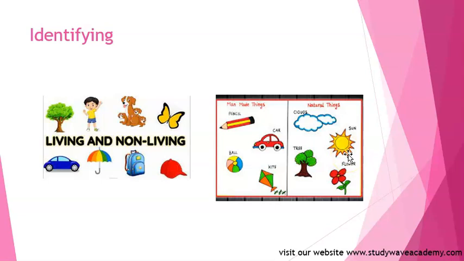So we understood today's lesson. So here, living things, we have this as a living thing: trees, boys, dogs, butterfly, right? Non-living things: cars, umbrella, bag, carp, right? So this is living or non-living. I'm sure you'll be able to answer that.